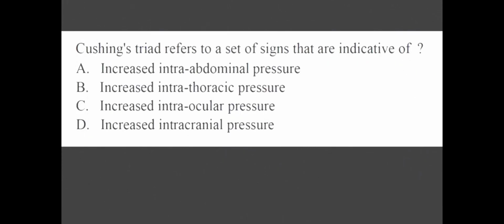Cushing's triad refers to a set of signs that are indicative of A. Increased intra-abdominal pressure, B. Increased intrathoracic pressure, C. Increased intraocular pressure, D. Increased intracranial pressure. And the correct answer is D.